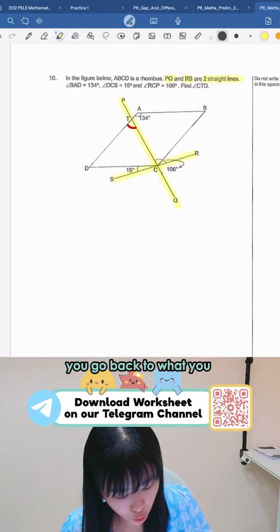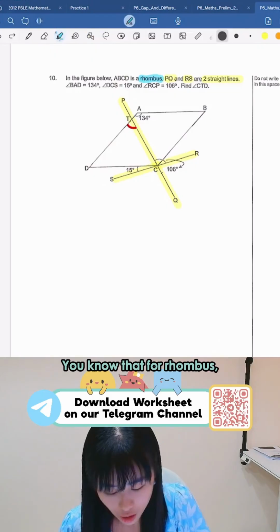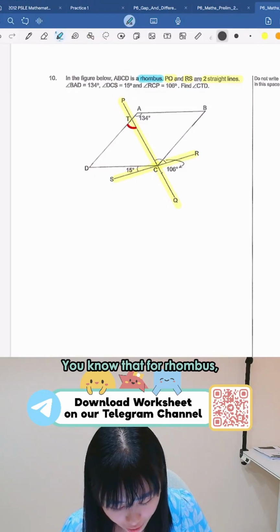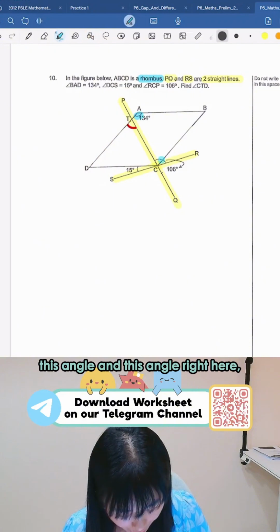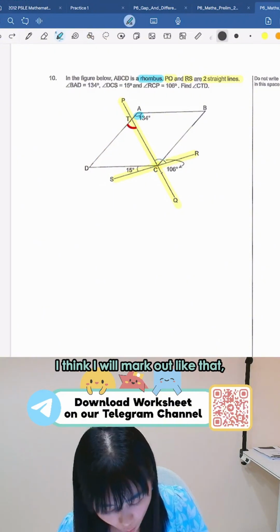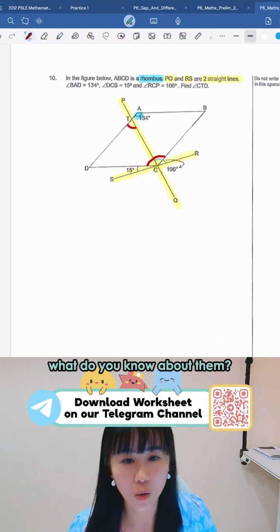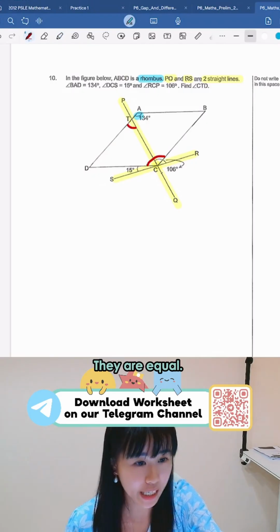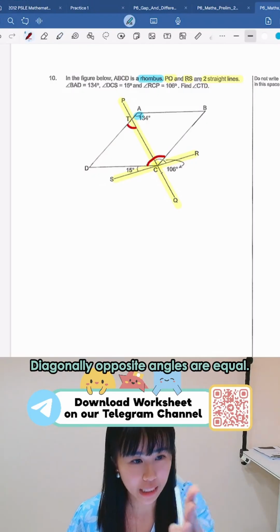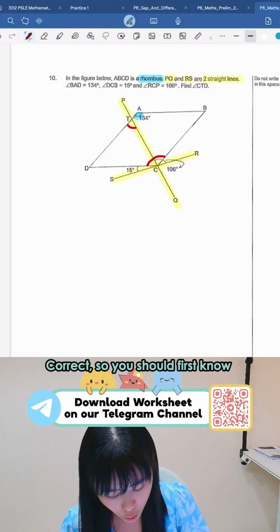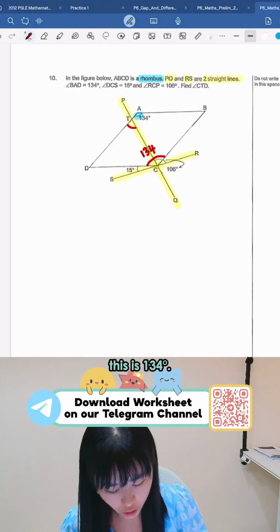You go back to what you learned about rhombus. So you know that for a rhombus, this angle and this angle right here, I will mark it out like that. What do you know about them, everybody? They are equal. Milkshake says that diagonally opposite angles are equal, correct? So you should first know this is 134.